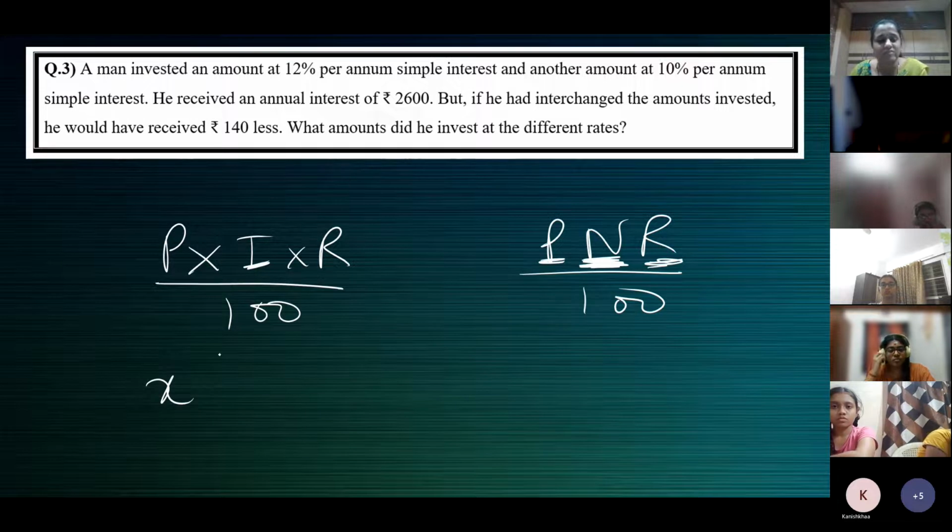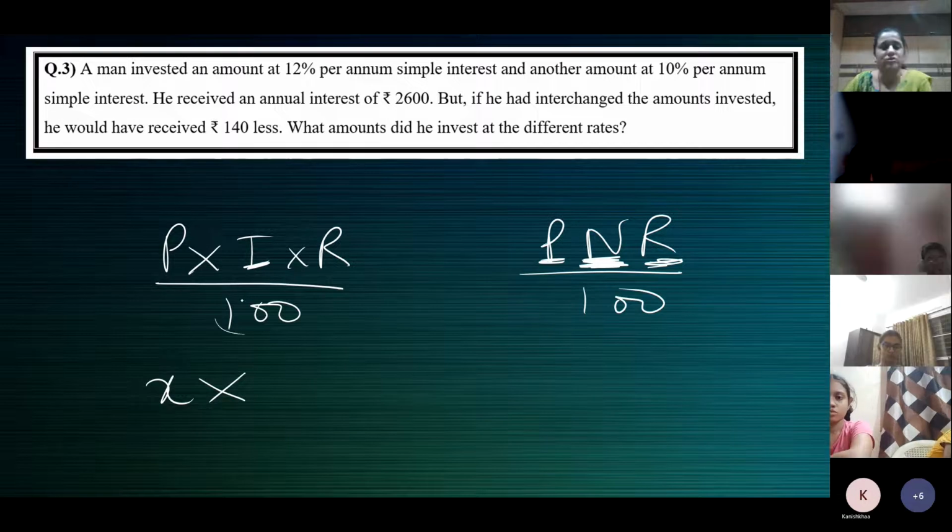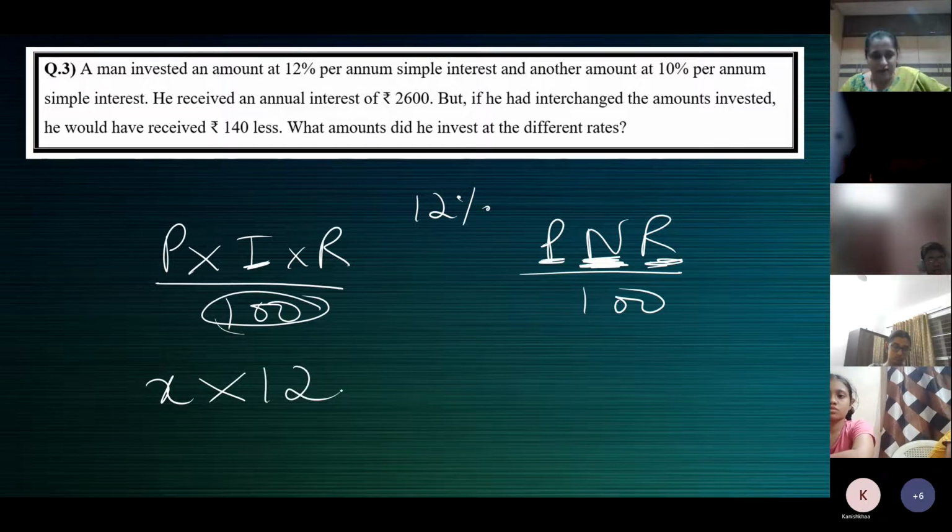Okay. Principal is that X or Y. Rate is that 12%, 10%. Because it's a percentage, that 100 down here. See, when it is 12%, it is 12 by 100, right? That is only this 100. So you should not put another 100. So rate is 12%, so 12, that's all. By 100 is already there in the formula.